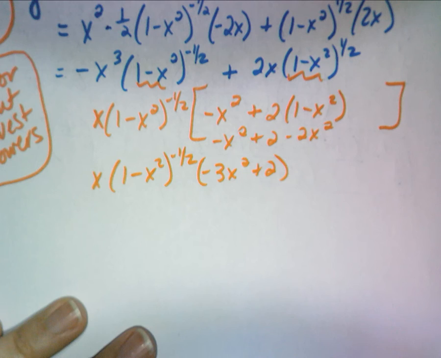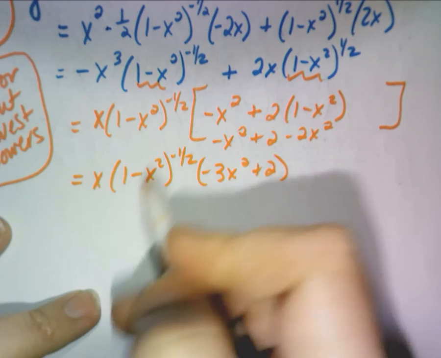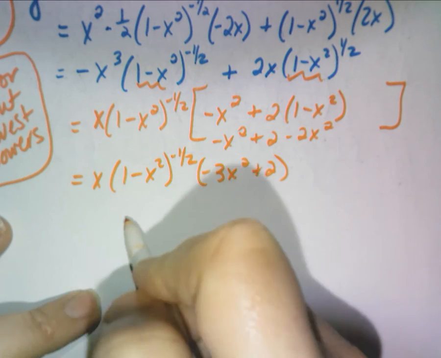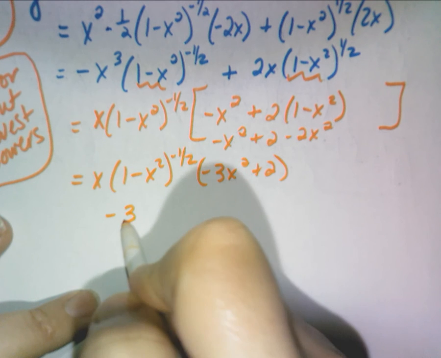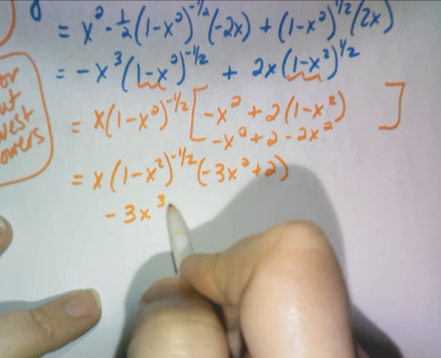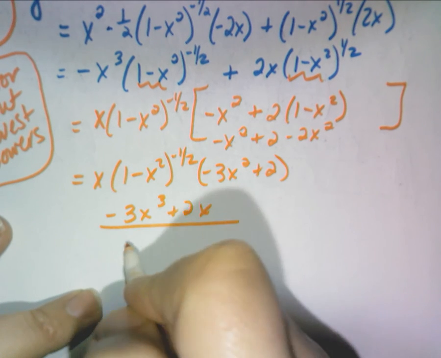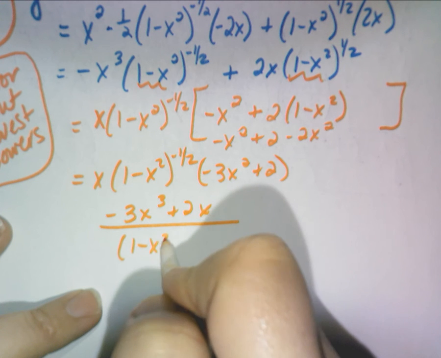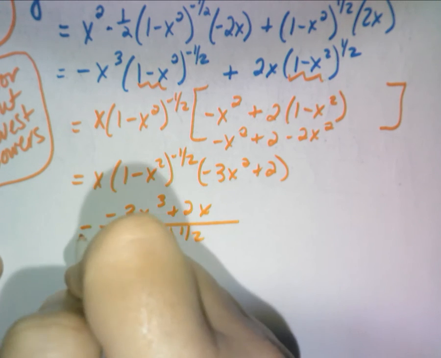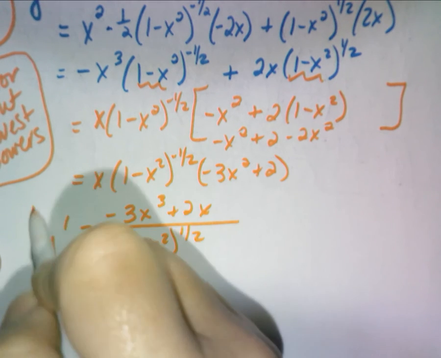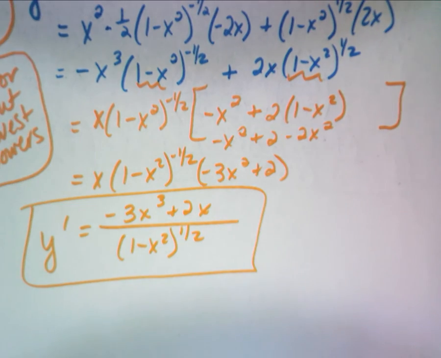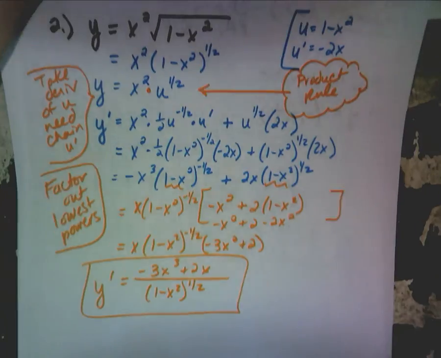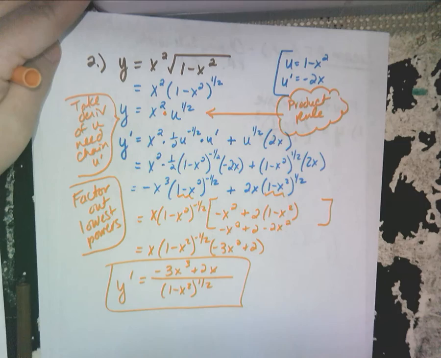So nice and clean now. You can distribute this x through if you want to. I think I called it negative 3x cubed plus 2x over 1 minus x squared to the positive 1/2. You're done. Boom!